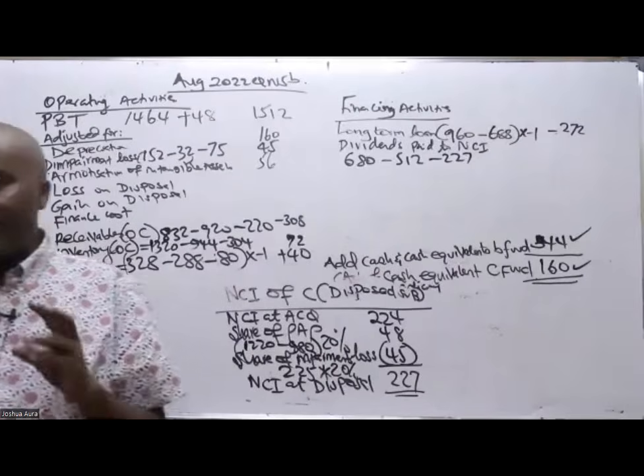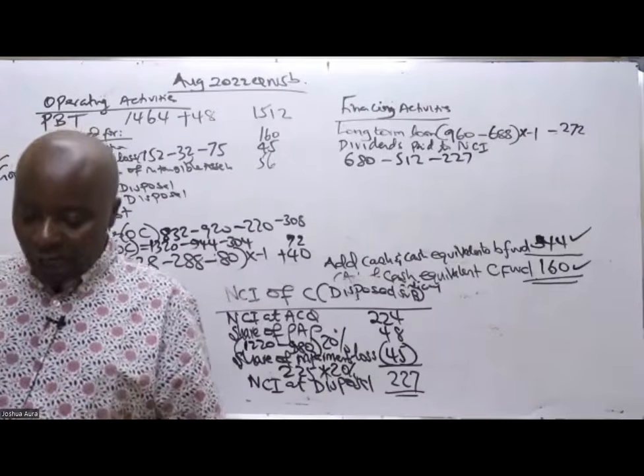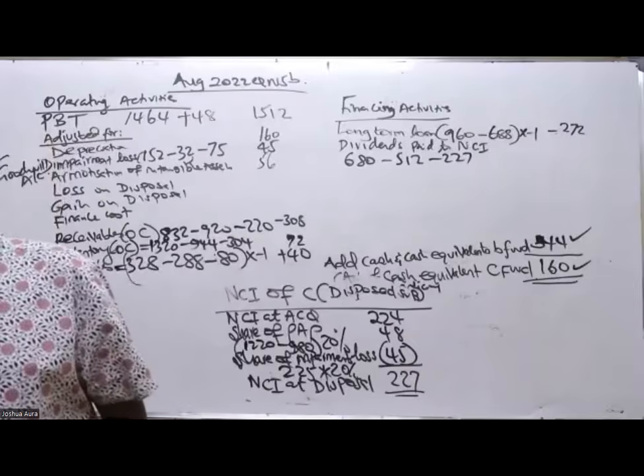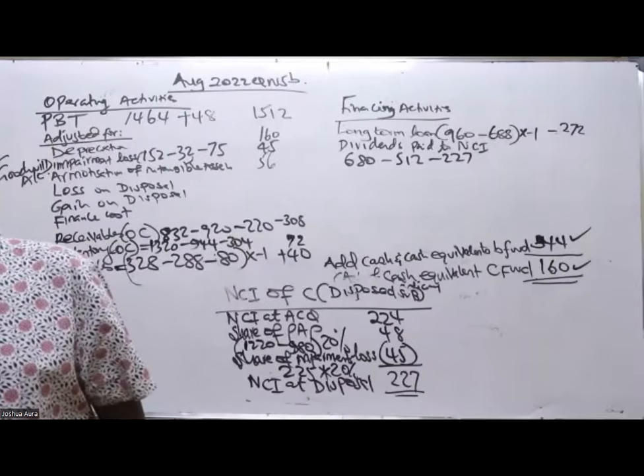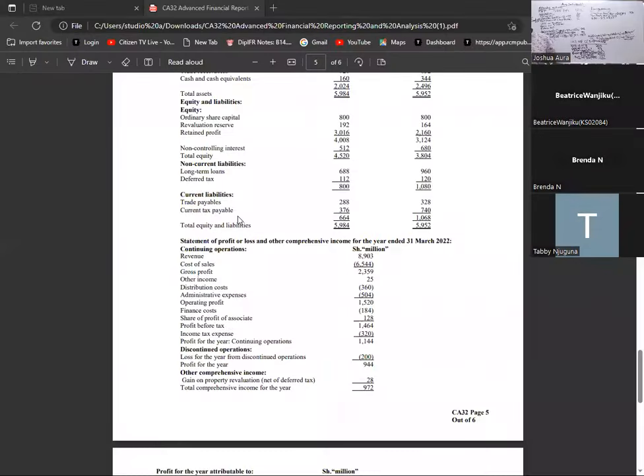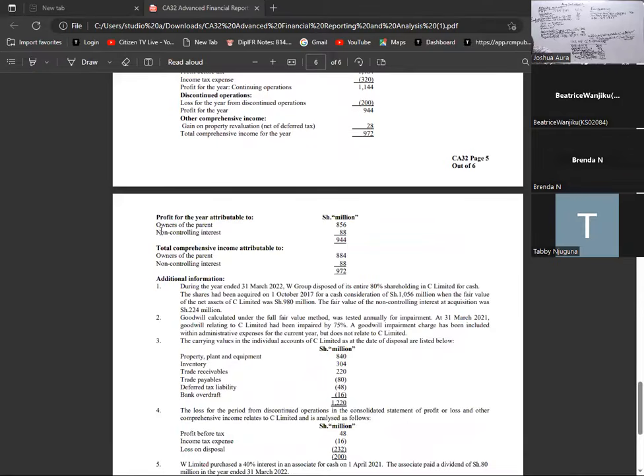Now, look at your entire income statement and see whether there are things affecting NCI. Na ni vitu same. Kama sasa ukiangalia vizuri katika comprehensive income, katika total comprehensive income, there is an income that was given to NCI, which is what here, somebody, which is 88. There's an income that was given to NCI.